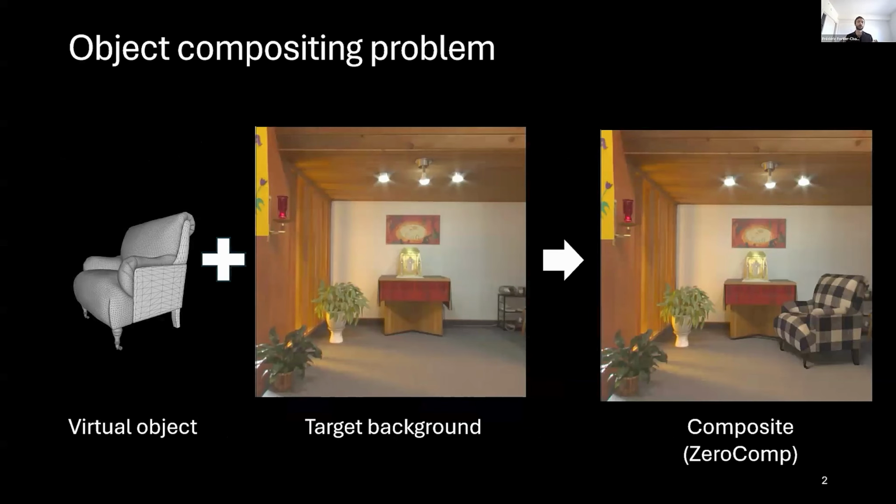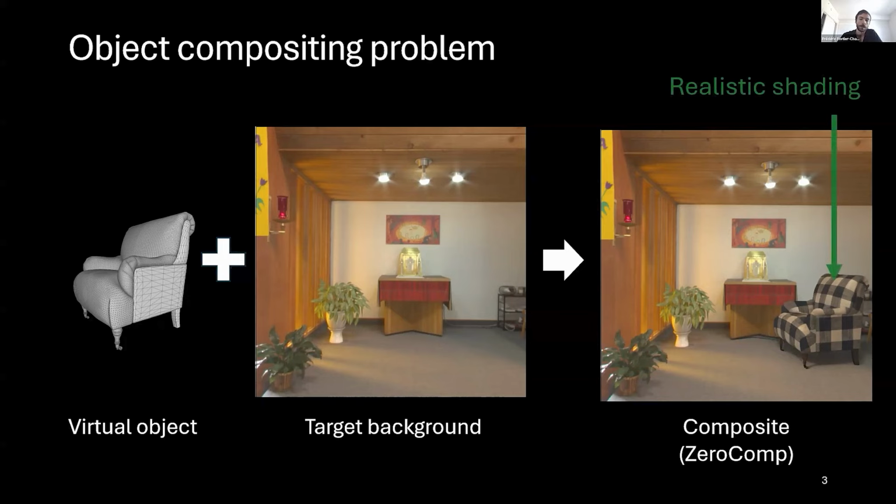So let's talk a little bit about the problem that we're trying to solve. We're in the setting where we want to do object compositing. So we have a virtual object, such as this armchair on the left, and we want to insert it into a target background, for example, this background image in the center, and we want to get a realistic composite on the right, where we have realistic shading on the object and realistic shadows cast on the ground and on the scene. This is an output from a previous method called ZeroComp.